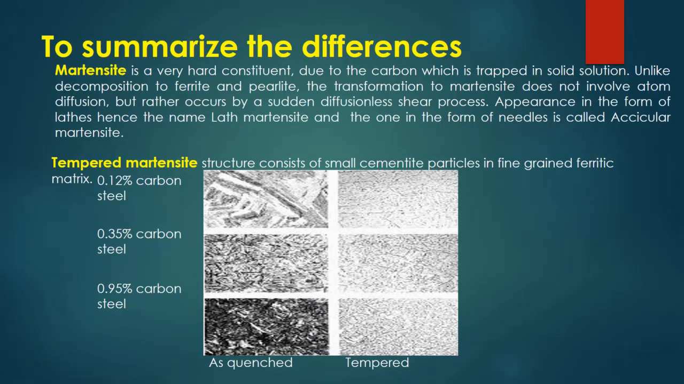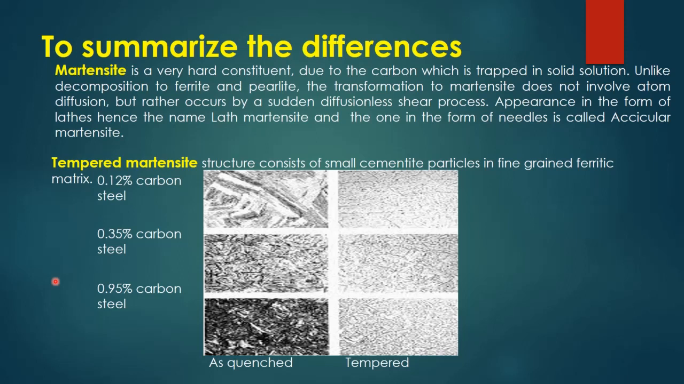Let us now summarize the difference. Generally, as quenched martensite is very hard, and there are two types. One is lath martensite and another is needle type called acicular martensite. Both these martensites are useless in the as quenched condition due to their brittleness. The only way to reduce hardness and get a tailor-made hardness is by tempering.